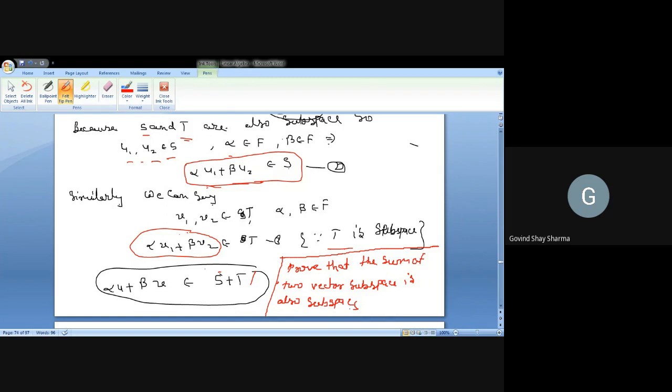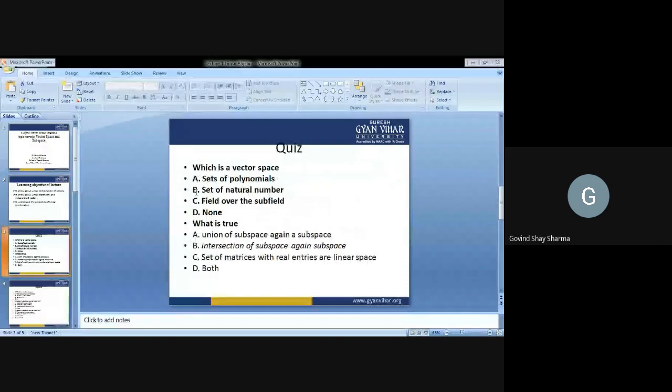Now students, move to the quiz question. Which is a vector space? Set of polynomials, set of natural numbers, field over the subfield, and none. I already told you that multiple options can be correct.